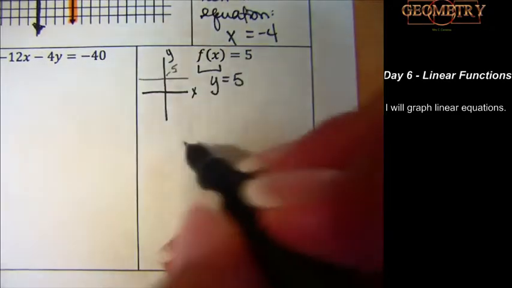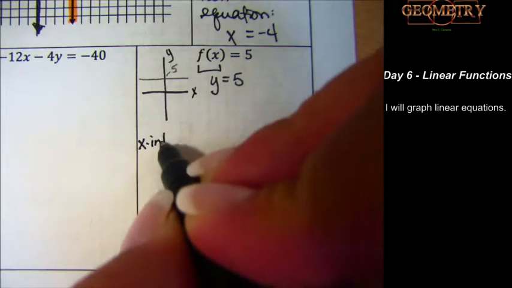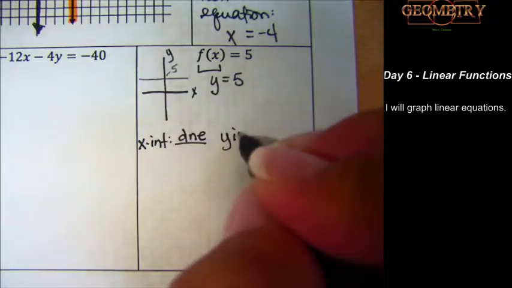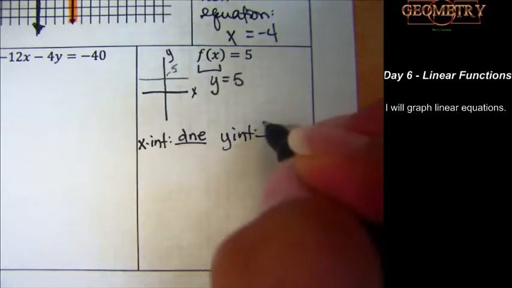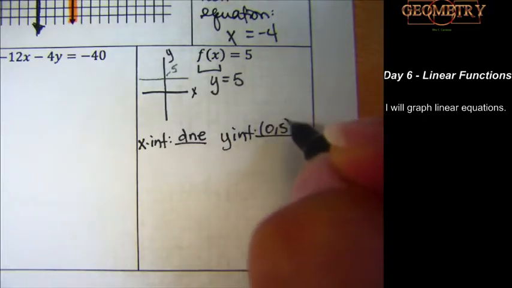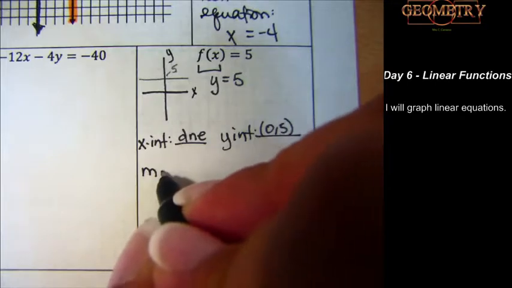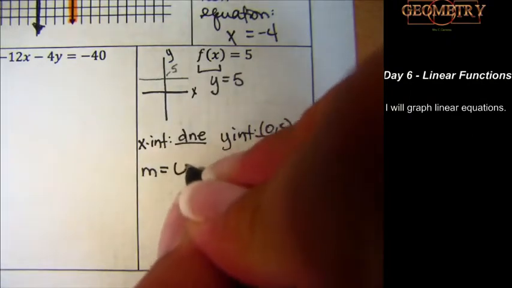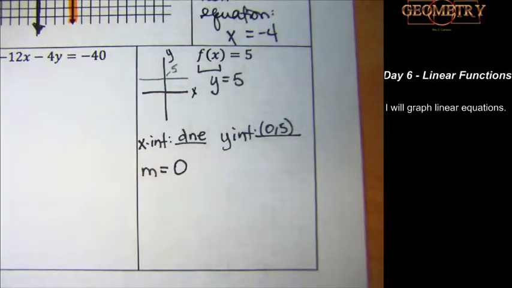From this, what is the x-intercept? Does not exist. Very good. What about the y-intercept? 5. At 0, 5. What's the slope? 0. There is a slope. The slope is the y doesn't change. And so when the y doesn't change, the slope is 0. When the x doesn't change, then we can't talk about the slope. We have to say it's undefined.